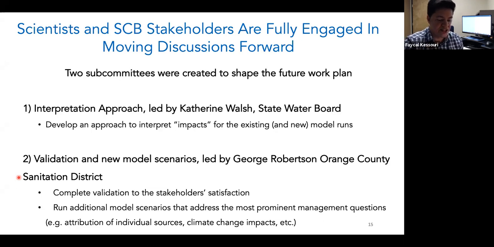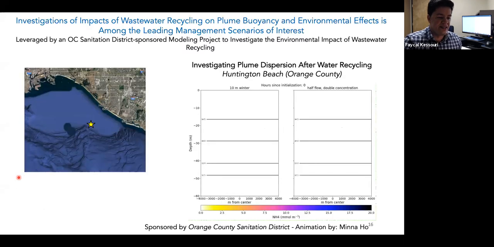And one additional scenario is becoming very popular among the managers, and it concerns water recycling. In fact, we are starting a project sponsored by OCSD, where we are testing scenarios including wastewater recycling, because we think that plume dispersion with and without recycling could have a possible effect on the fate of the plume and possibly could influence the concentration of oxygen and pH at depth.